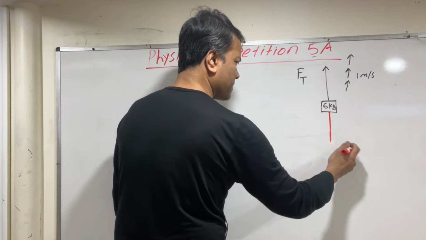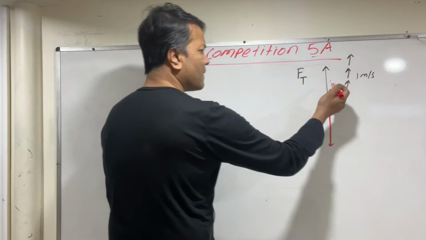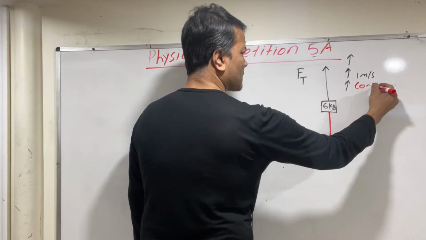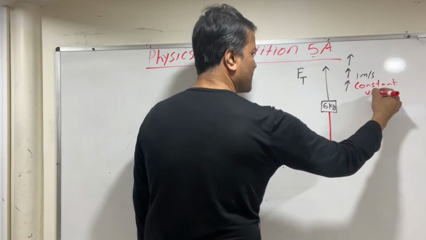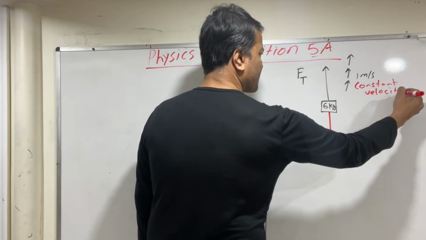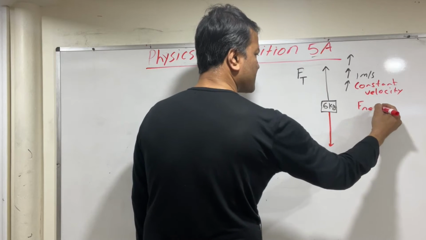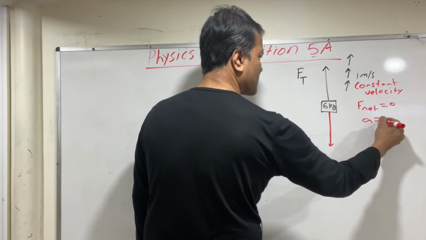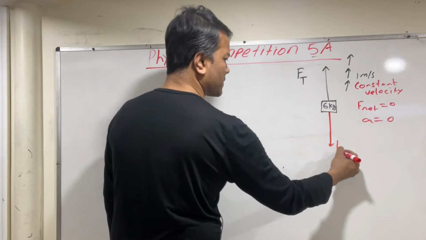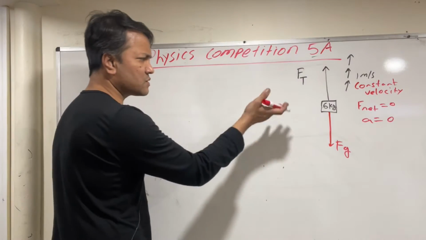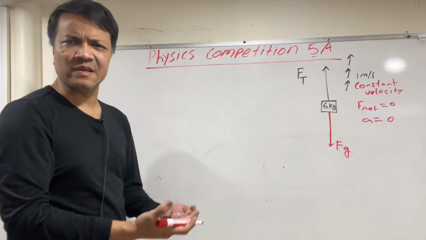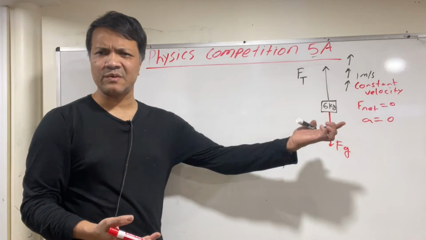Constant velocity means F net is 0, meaning acceleration is 0. So this is your Fg, right? There are two forces acting on this. They cancel each other. Therefore, the net force is 0, acceleration is 0.